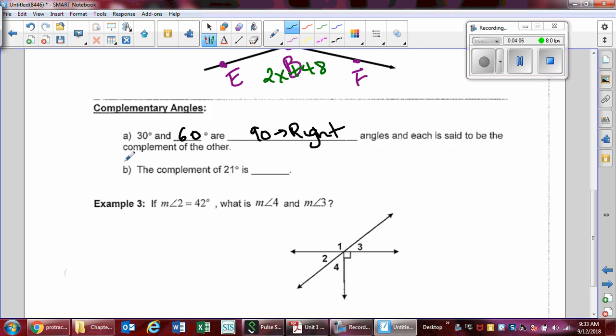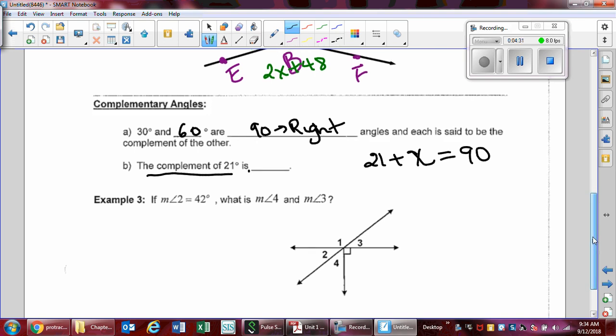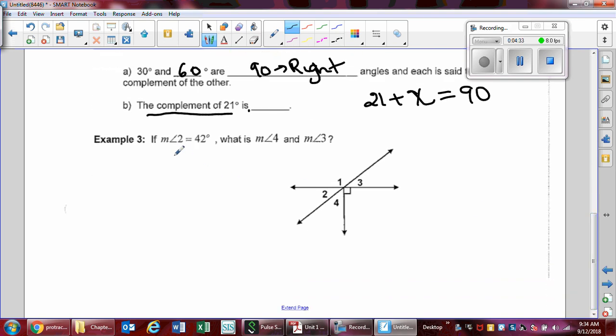Okay, so the question sometimes comes in, what is the complement of 21? Because the complement of 21 is 21 plus something that is going to give you 90 degrees. So you just say, okay, 21 plus x is going to give me 90. So I have to find what that x is. I want you guys to figure out the complement of 21 and write it in, or we'll talk about it in class. All right, so in this case, if angle 2 is 42, it's always good to label it.